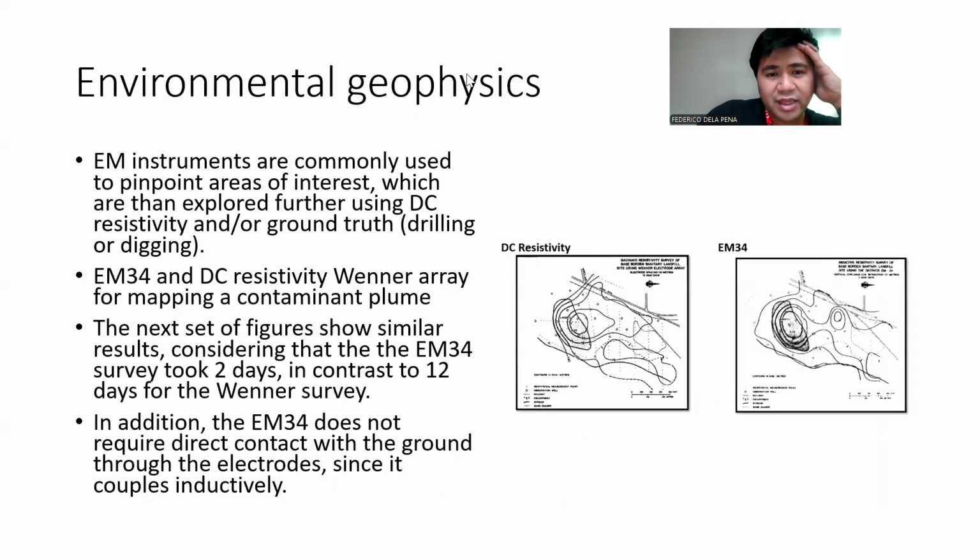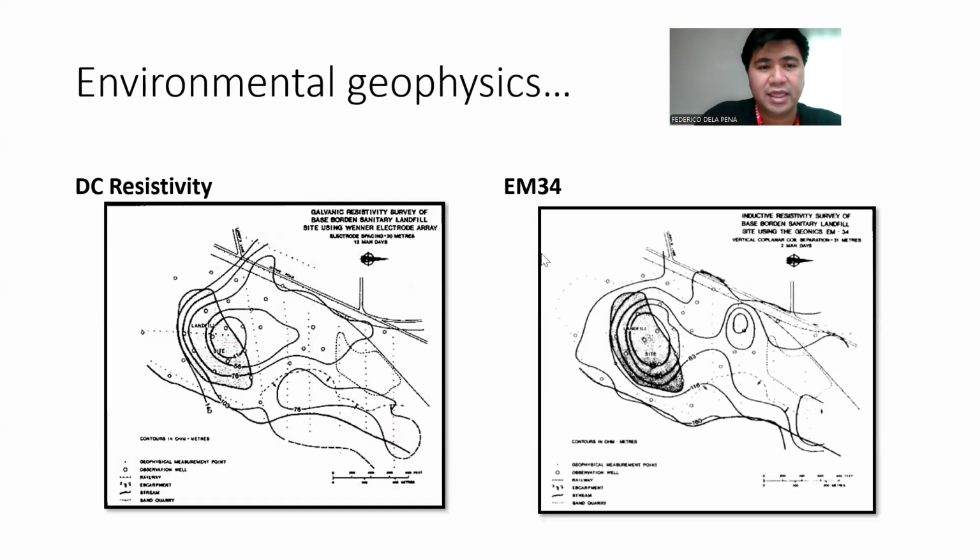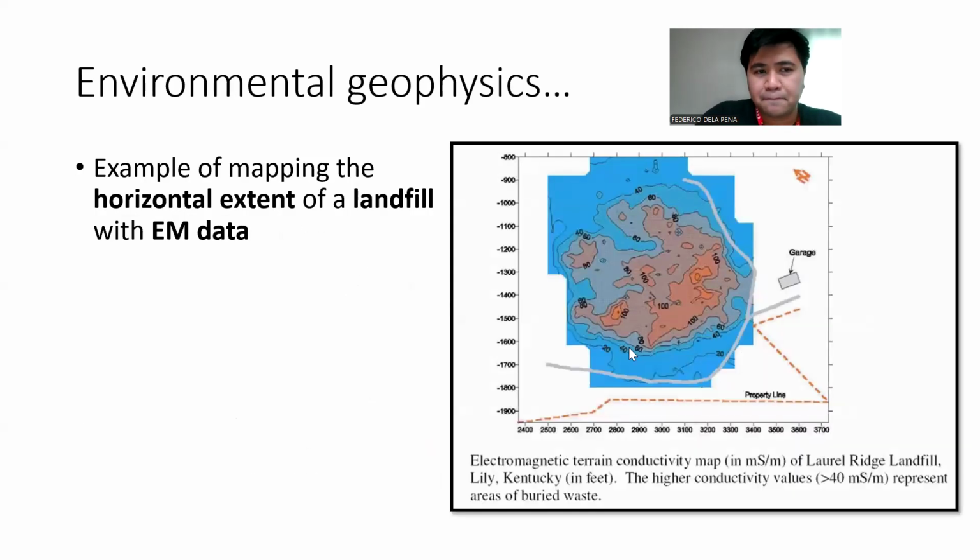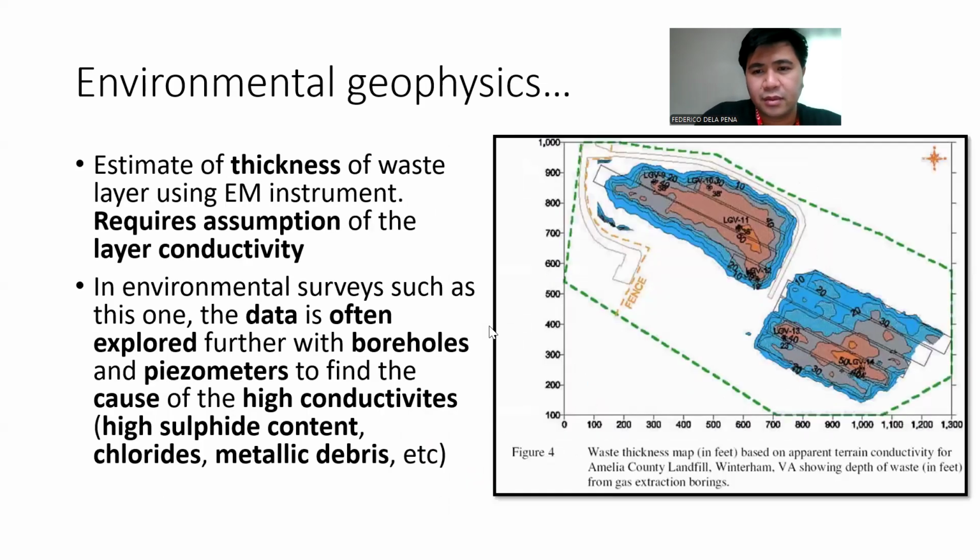And what's nice about this one is that the EM survey took only 2 days to conduct, while the resistivity survey took 12 days. Okay. So in some cases, the EM can be advantageous. Okay. This one is another example where they tried to estimate the thickness of the waste layer using EM survey. Although this one required an assumption of the layer conductivity.